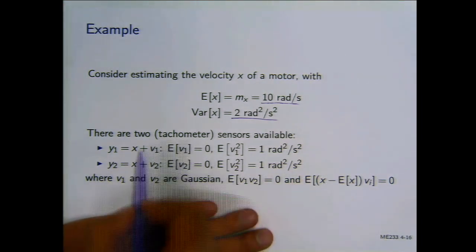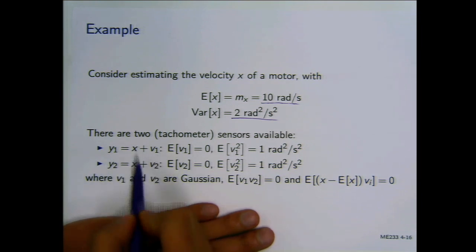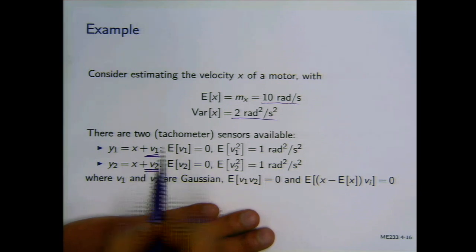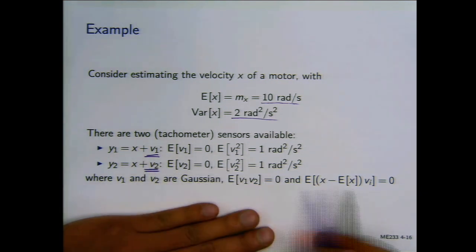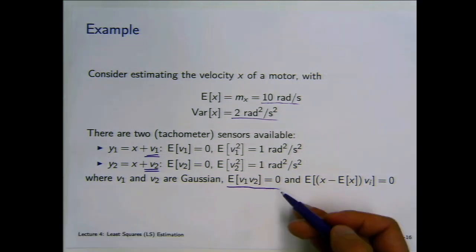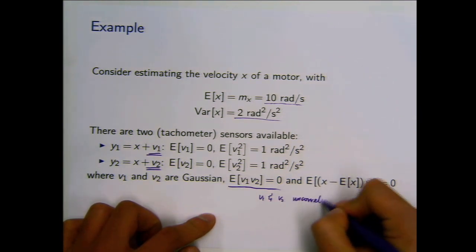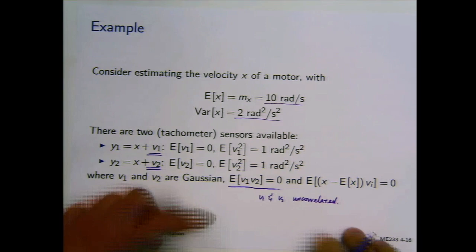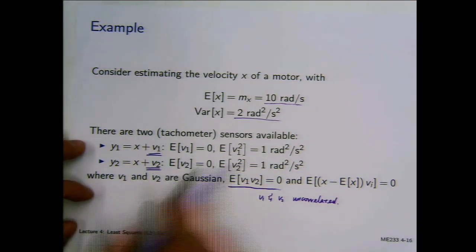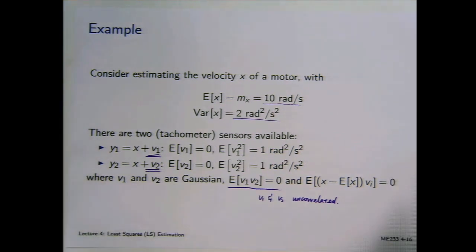This is a relatively easy case. The two sensors both measure x, but with additional noise. Suppose V1 and V2 are uncorrelated. They have zero mean and they are sensor noise. Let me ask several questions.